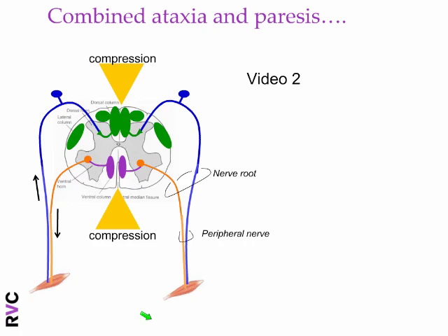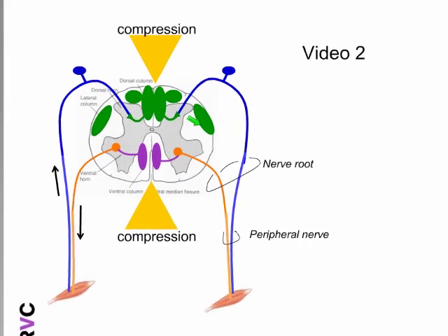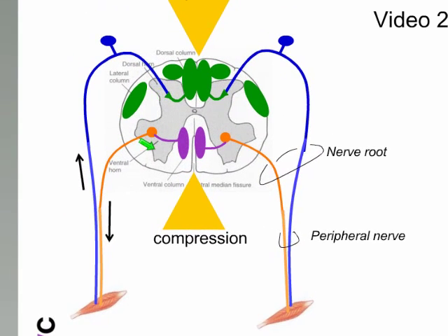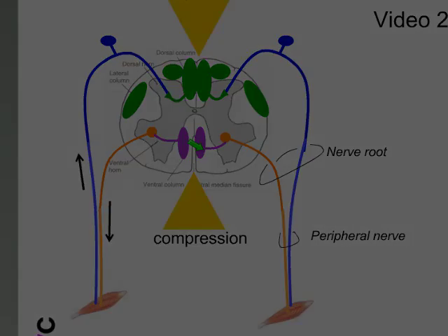Now, if we go back to the slide, hopefully what you can see here is an illustration of how it's possible to get both a problem with ataxia, and the ataxia is mediated by compression of the ascending proprioceptive tracts, primarily in the dorsal and dorsolateral aspects of the spinal cord, and of course paresis because of compression of the descending upper motor neurons in the spinal cord as well.